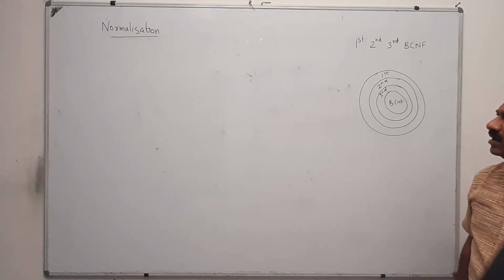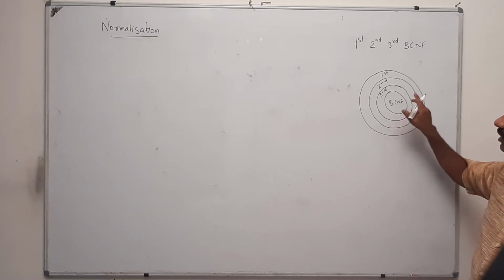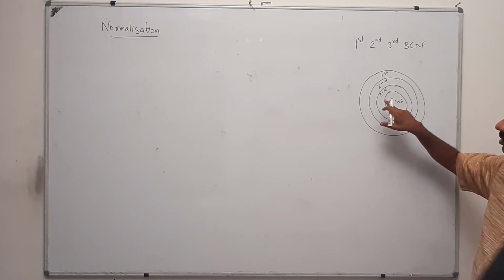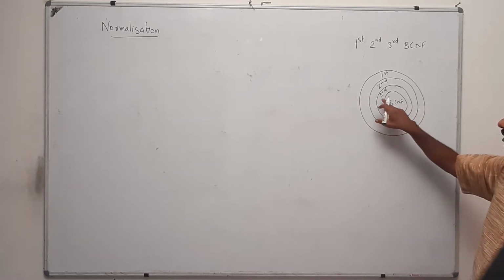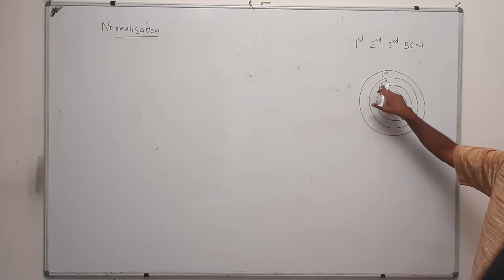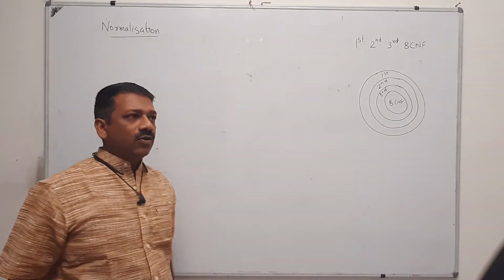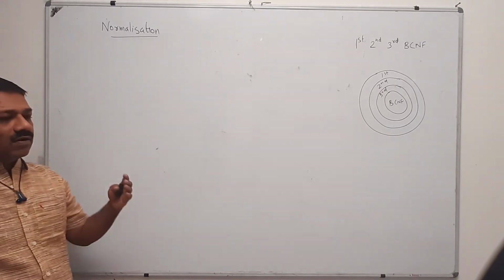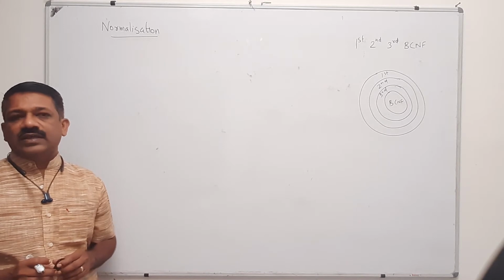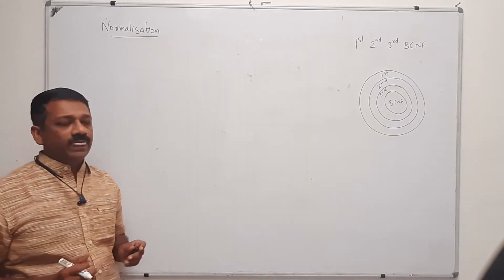That means if a table has to be in Boyce-Codd normal form, definitely it should be in third normal form. If a relationship has to be in third normal form, it should be in second normal form. And if it has to be in second normal form, it should be in first normal form. Now we are going to discuss when we can say that a table is in first normal form.